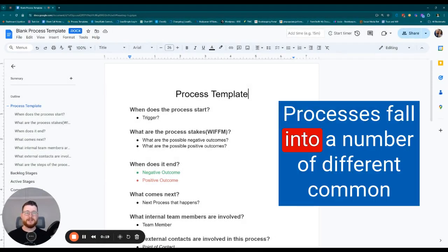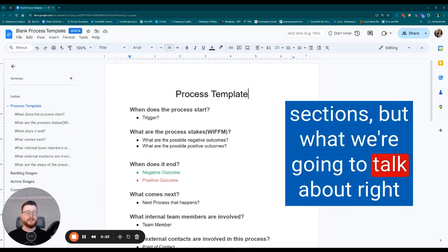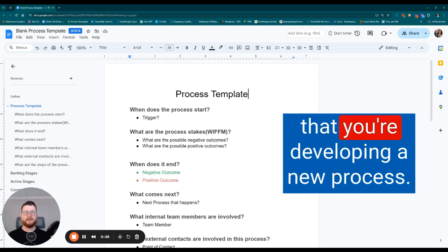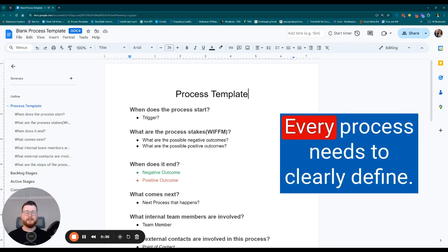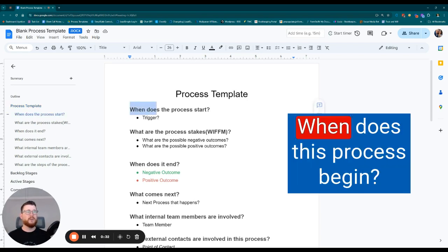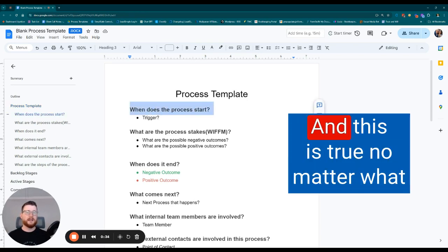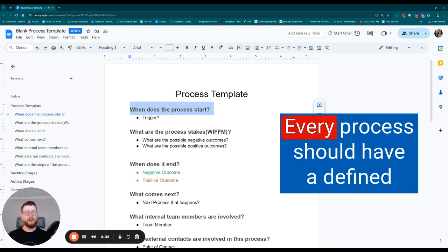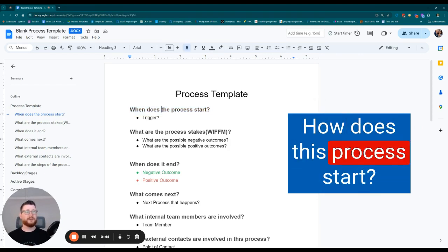Processes fall into a number of different common sections. But what we're going to talk about right now are some specific questions that you should ask every time that you're developing a new process. Every process needs to clearly define, when does this process begin? And this is true no matter what process you are creating. Every process should have a defined external trigger, right? How does this process start?